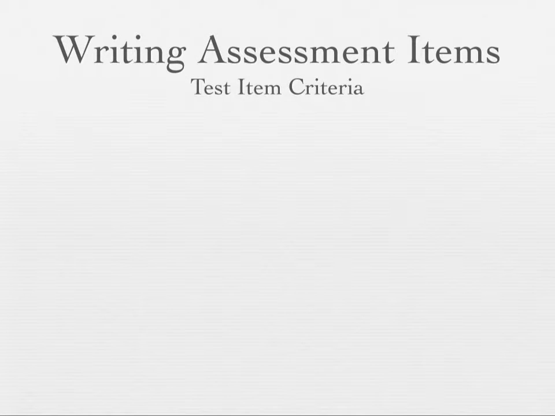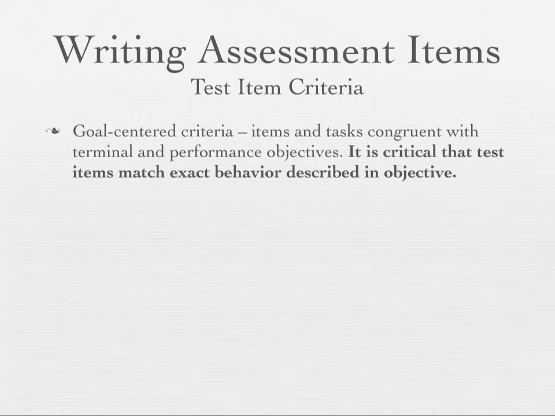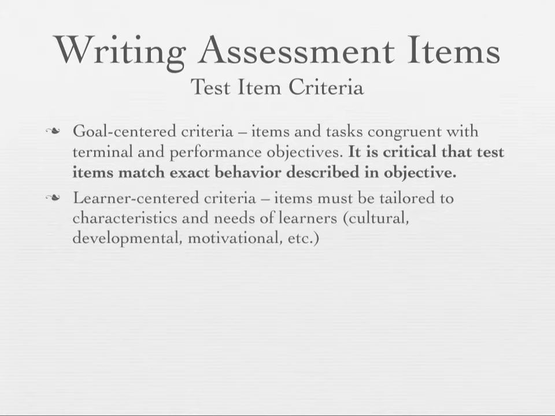So when we begin to write assessment items, we look at a variety of test item criteria, and specifically there are 4. We have goal-centered criteria, which focus on the items and tasks congruent with the terminal and performance objectives. It is critical that the test items match the exact behavior which is described in your objectives.